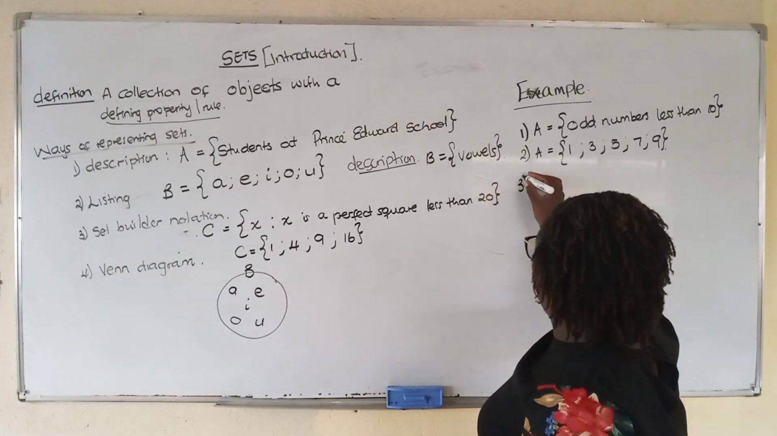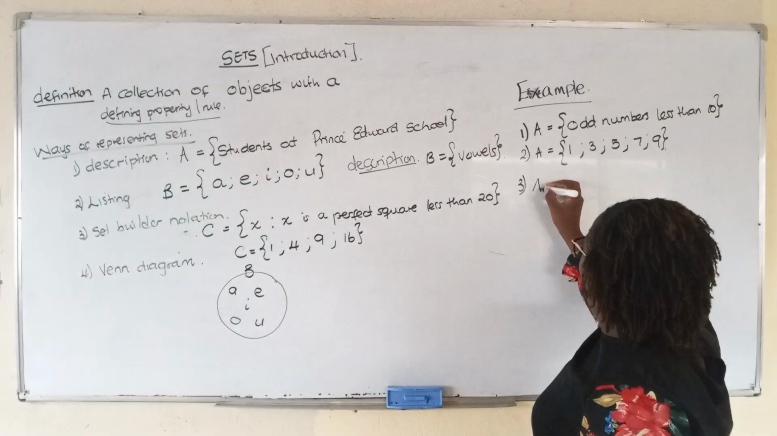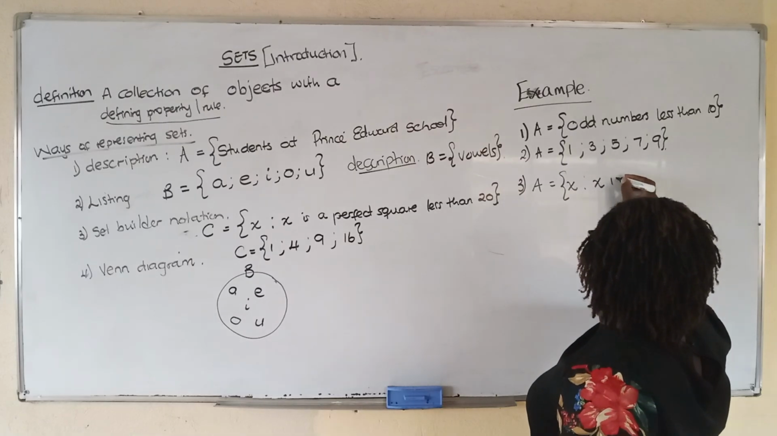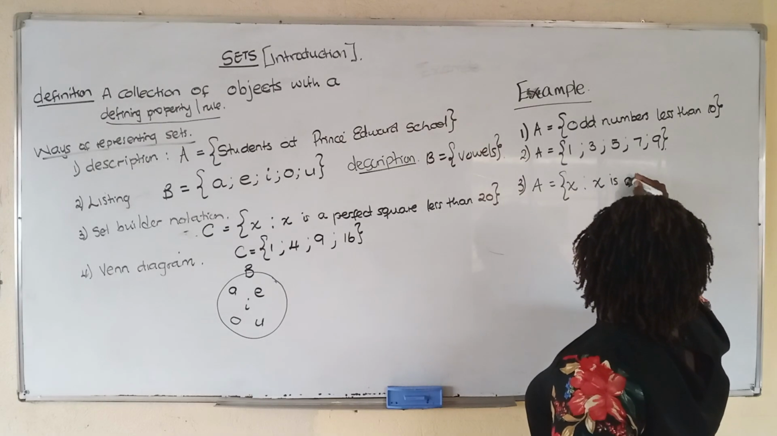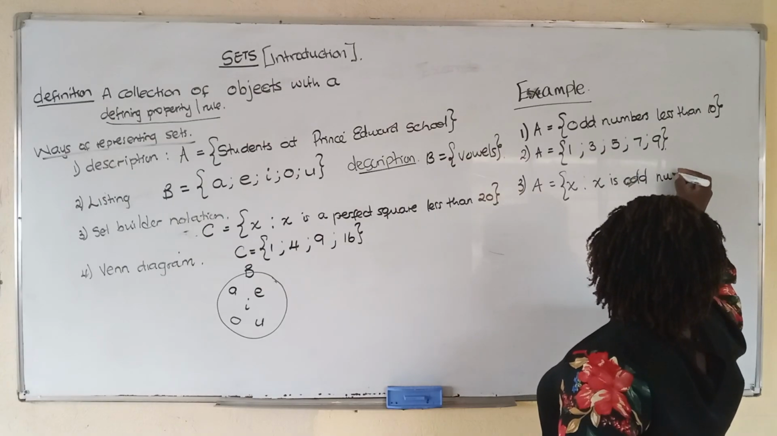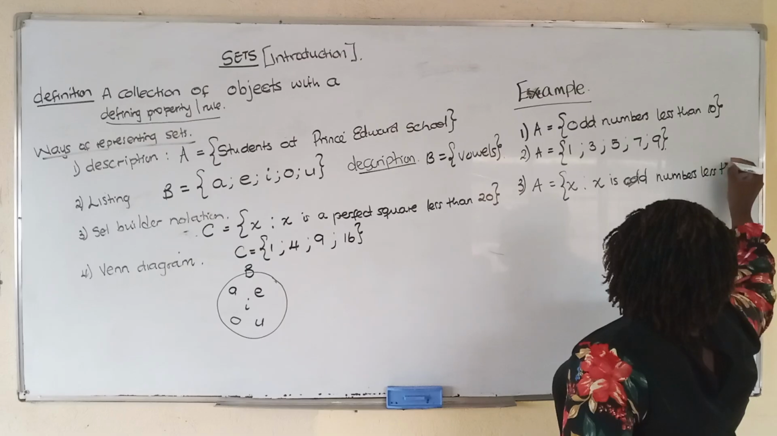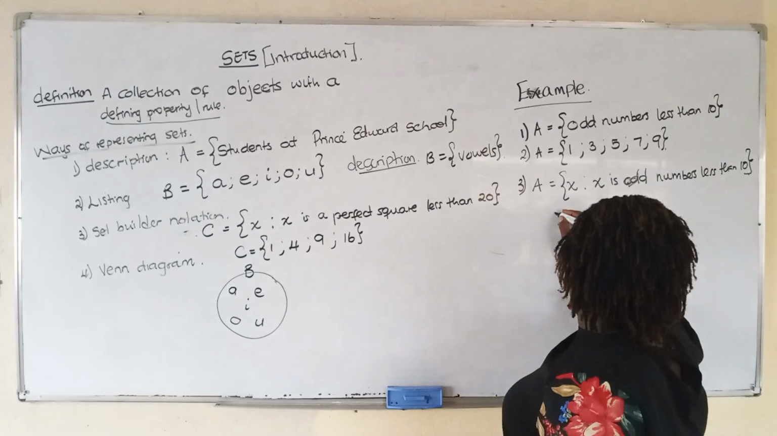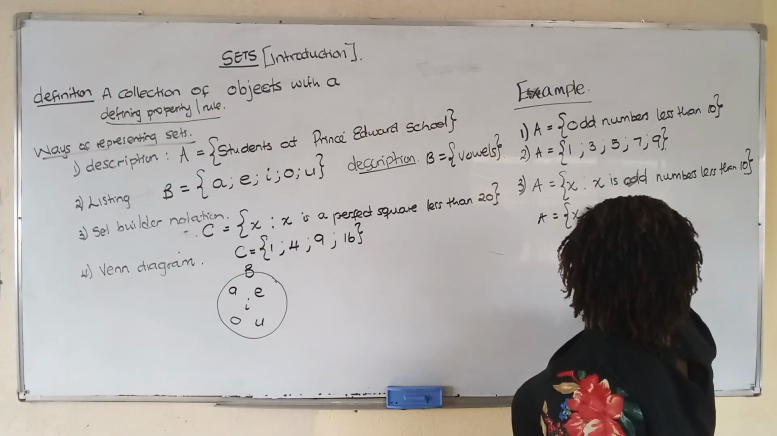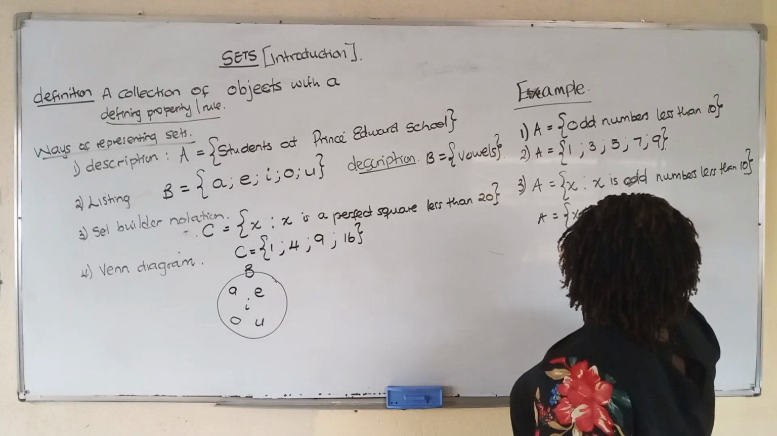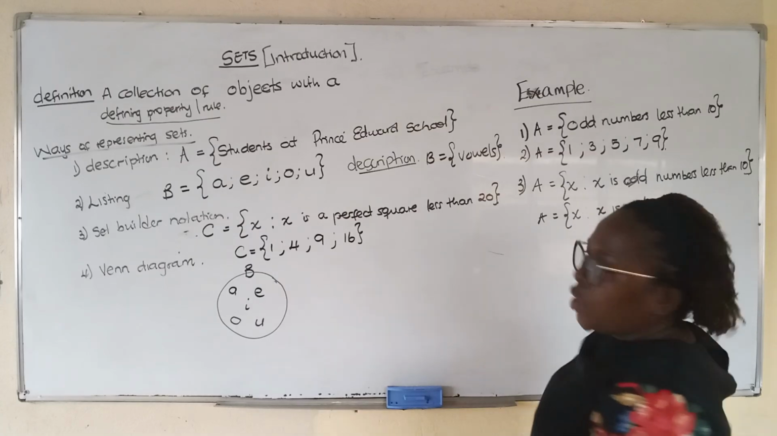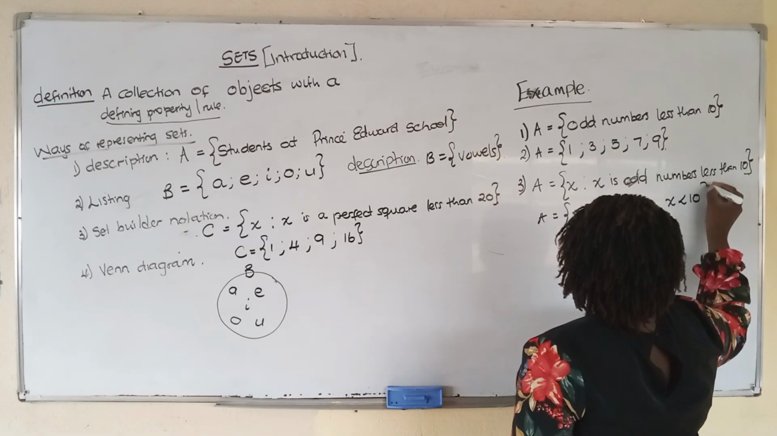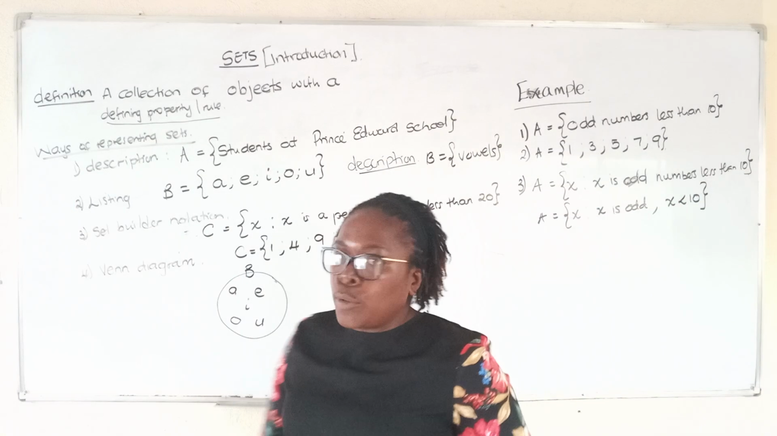Then we come to the third method, which is the set builder notation. I will write A is equal to the set of X such that X is odd numbers less than 10. Or another way, if it's set builder notation, then it's A is equal to the set of X such that X is odd, and we put a comma, and again X is less than 10. So that's another way of writing set builder notation.